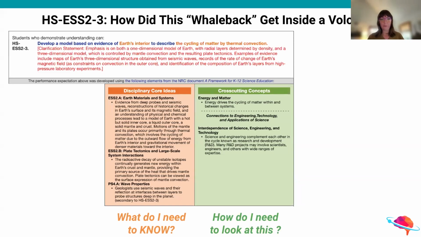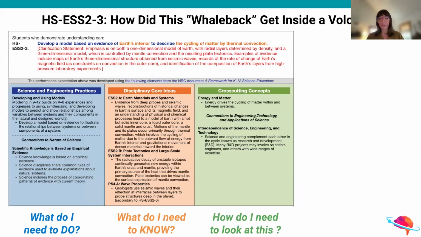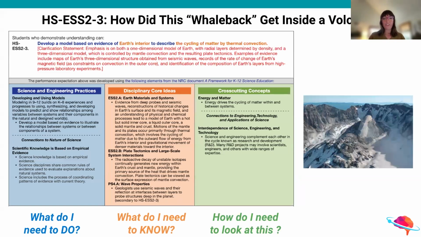So we've got what they need to know, we've got how they need to look at it, and what we're trying to scaffold for them here. And the big question you've heard from your students: what do you want me to do, right? So let's approach that, because students in this case have to do the SEP that we've been talking about, developing a model to illustrate the relationship between parts of a system. We want them to apply their understanding of those DCI elements to something new.